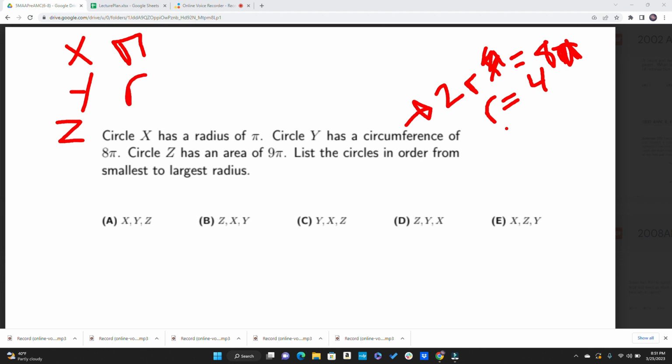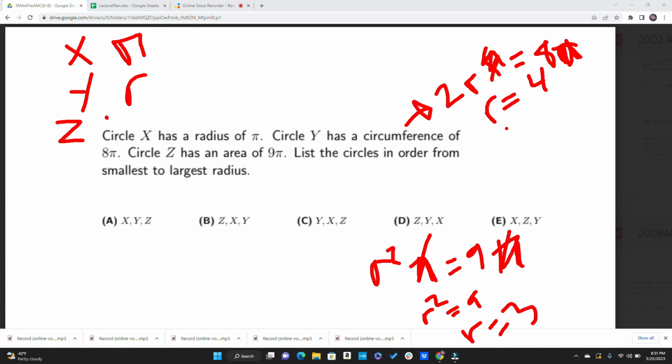Okay, finally, Z has area 9 pi. So, area is radius squared times pi. In this case, it's 9 pi. Pi's cancel out, right? So radius squared equals 9. We can solve for the radius by taking the square root. Square root of 9 is 3. So Z has radius 3. Oh, I was supposed to write 4. Sorry. This is a 4.